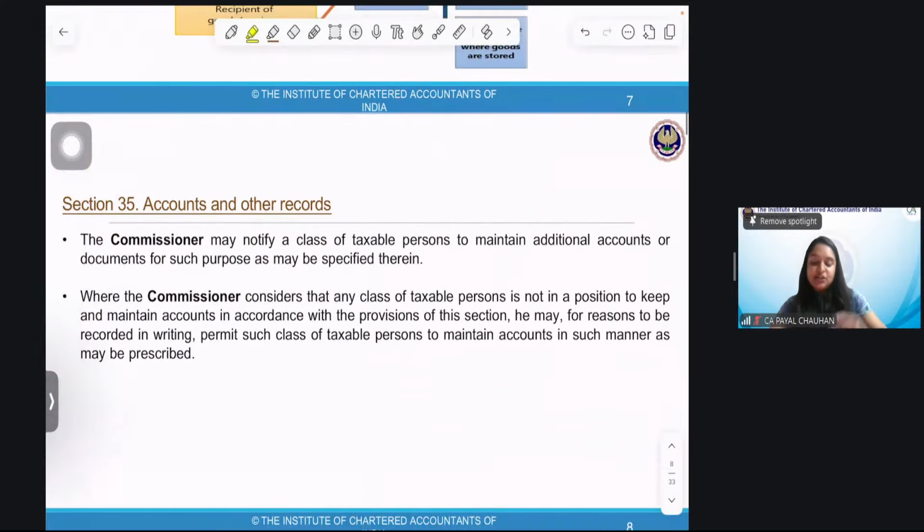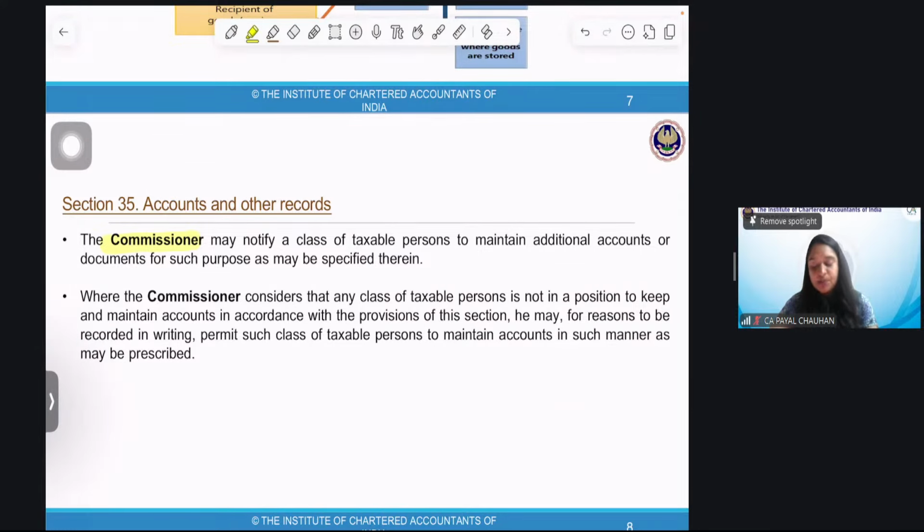Now, section 35, accounts and other records. The commissioner may notify a class of taxable person to maintain additional accounts or documents for such purpose as may be prescribed. Here, you just have to learn who is the person who has the power to instruct you to maintain these additional accounts, and the power is with the commissioner.